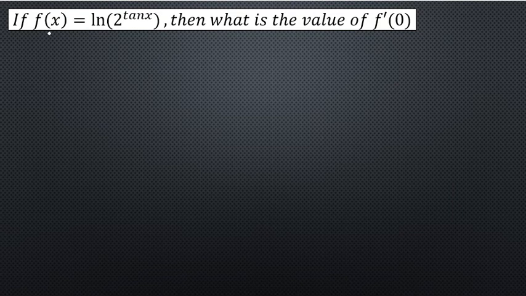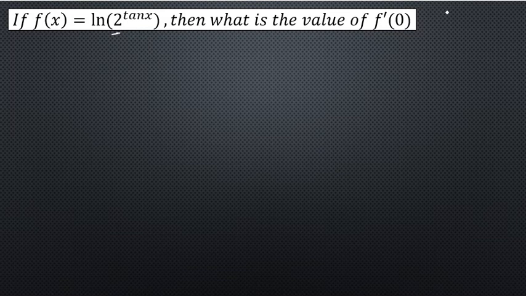The first function, f of x is equal to ln of 2 to the power of tan x. Then we are asked to find the value of f derivative at 0. First of all, in this function there are three functions composed with each other: ln x, the exponential 2 to the power of tan x, and then tan x itself, which is a trigonometric function. So natural logarithm is the outer one, next there is the exponential, and finally the trigonometric function.